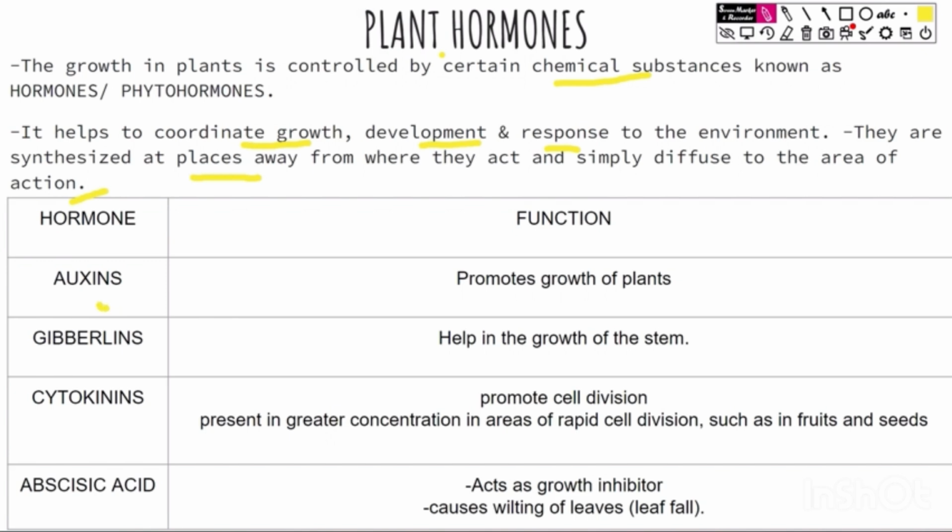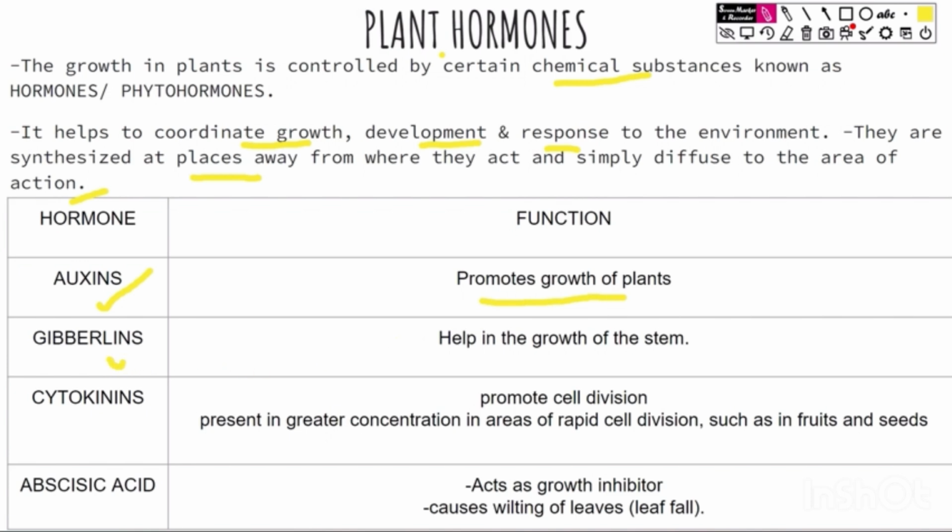So first we have auxins. Auxins are a type of plant hormone which promote growth of plants. So the plant growth is promoted by auxins. The growth is stimulated by some type of stimulus which we have seen, the tropic movements, but the hormone promoting growth, the hormone by which the plant can grow, is auxins.